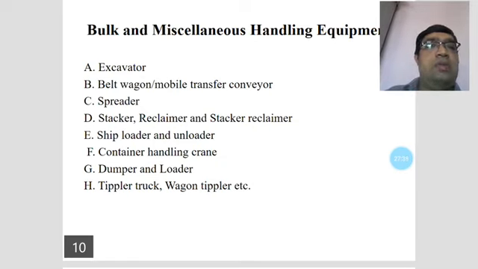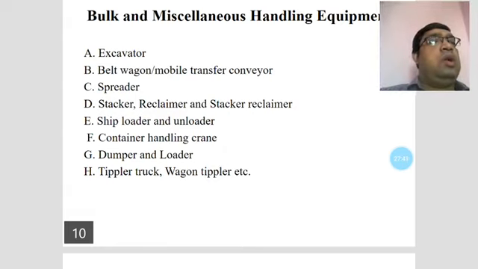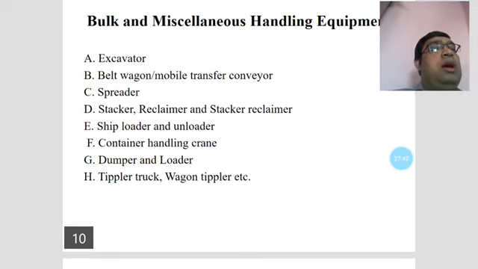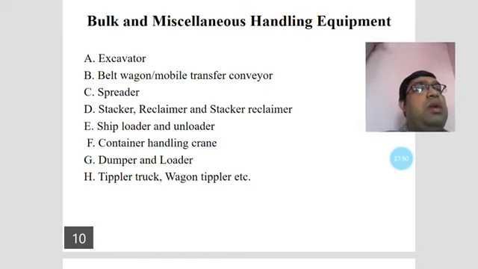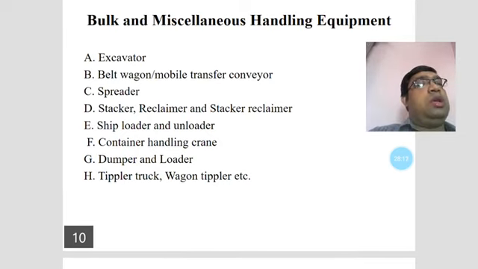And the stacker reclaimer also is included. The ship loader and unloader. The ship loader and unloader is very important, basically during shipping, and you have to handle these bulk materials. Loading and unloading are much more essential, and for this you require the loader and unloader. This loader and unloader will load these materials on the ship, and you also require unloading of the ship. And this type of equipment we can see in the port area.